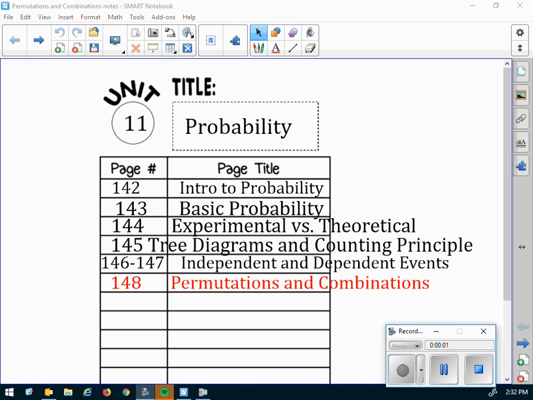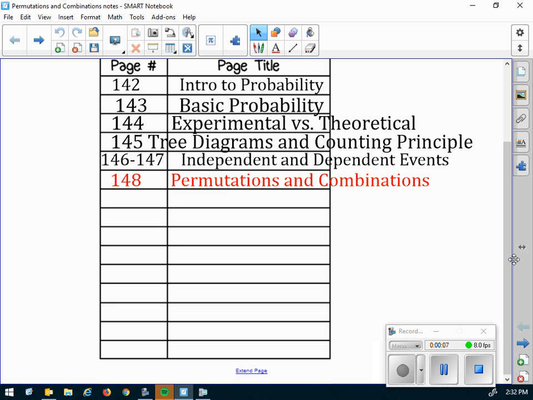Tonight. All right, does everybody have your page 148 for permutations and combinations?